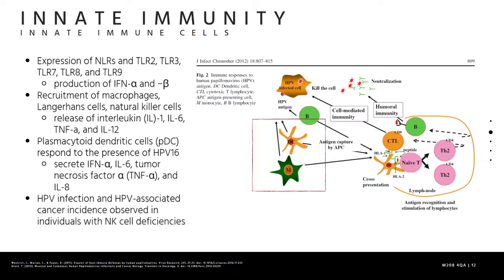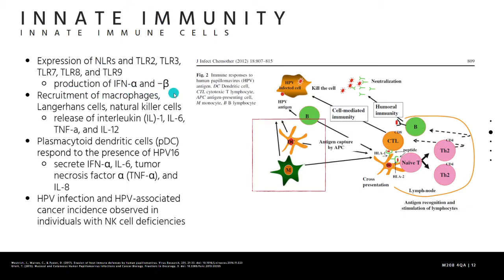Basal keratinocytes are also equipped to sense pathogens because they express PRRs, or pattern recognition receptors, to sense PAMPs. And some of these are NOD-like receptors. There's also a high expression of TLR2, 3, 7, 8, and 9. And the high expression of these correlates with the clearance of initial HPV infection.